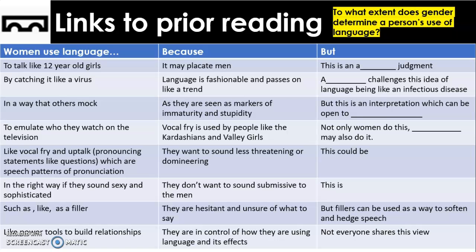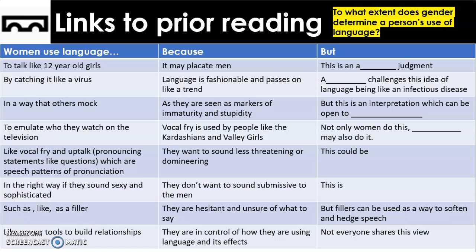Okay, women use language like vocal fry and uptalk, which are speech patterns of pronunciation, because they want to sound less threatening or domineering. Again, that was another idea from the article, that women speak this way because they want to sound less threatening or domineering. How could you complete this? But this could be... what ideas could you come up with for that one? How could you challenge that line of discussion?